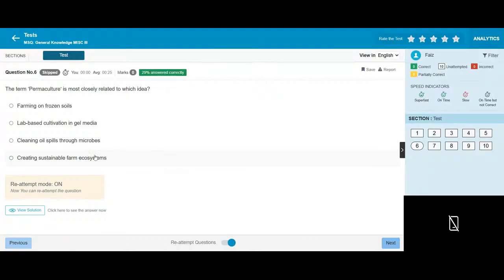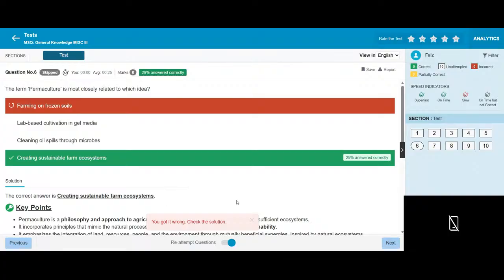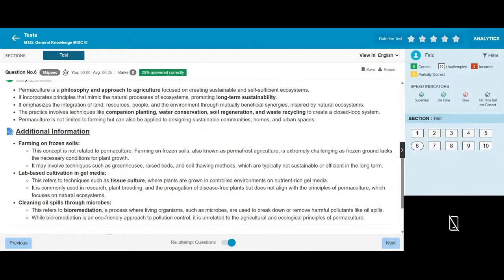The term permaculture is most related to farming on frozen soils? The term permaculture is most closely related to which idea? Permaculture is a philosophy and approach to agriculture focusing on creating a sustainable and self-sufficient ecosystem. It employs principles that mimic the natural processes of ecosystems, promoting long-term sustainability through the integration of land, resources, people, and environment through mutually beneficial synergy inspired by natural ecosystems. The practice involves techniques like companion planting, water preservation, soil regeneration, and water recycling to create a closed-loop system. Permaculture is not limited to farming but can also be applied to designing sustainable communities, homes, and spaces.